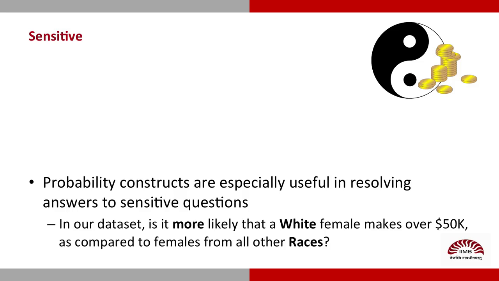When it comes to sensitive topics such as race or gender, it's natural for many of us to make reactive statements. Let me ask a question. In our data set, is it more likely that a white female makes over 50K compared to females from all other races? I'll bet it's a yes. Didn't you just hear what I said? It's best we settle this with a rigorous analysis. An expert analyst rarely speaks from the gut.